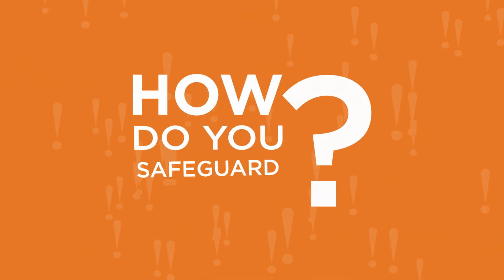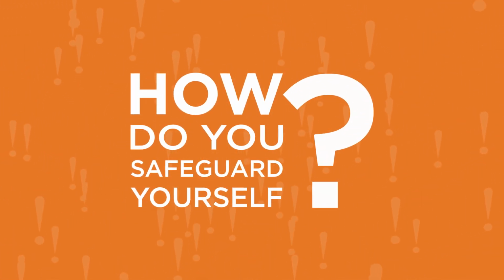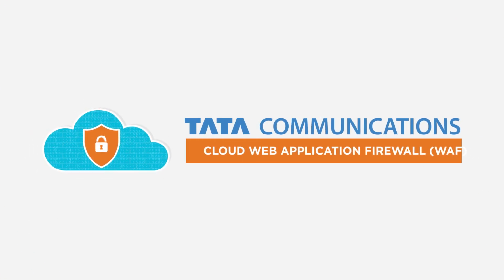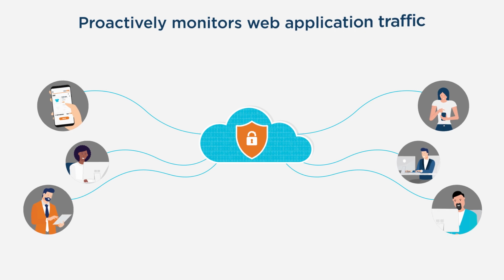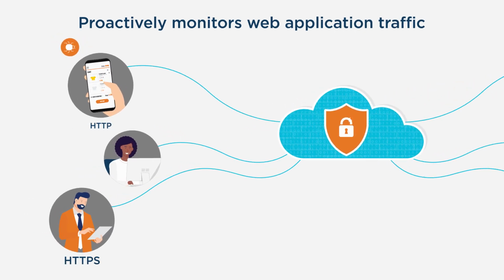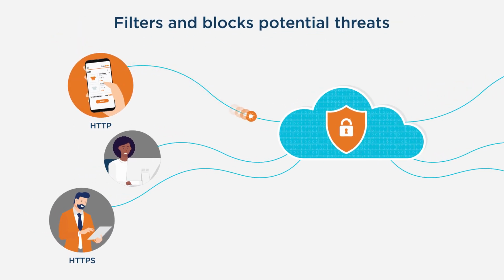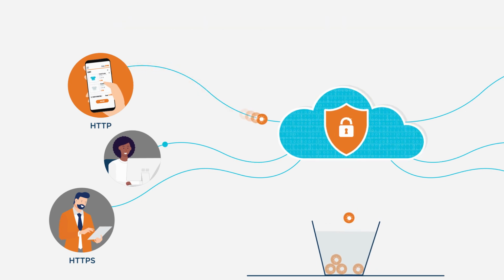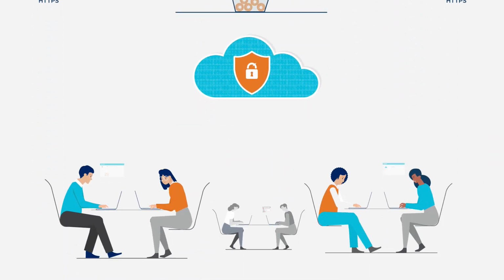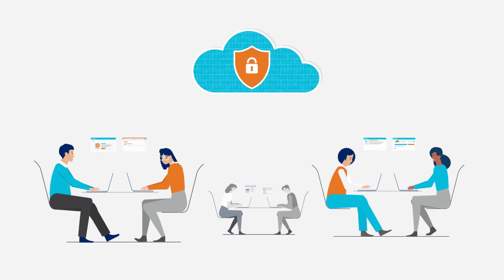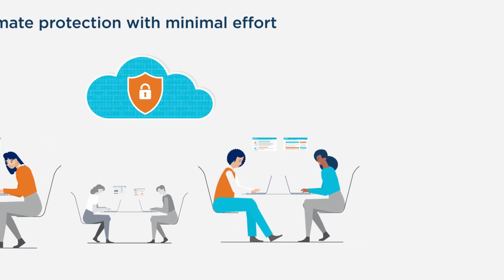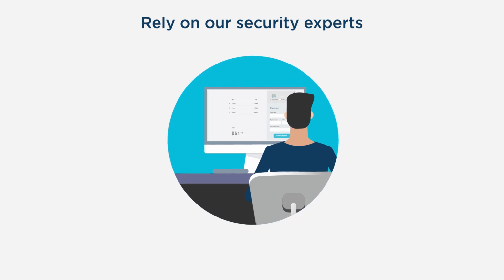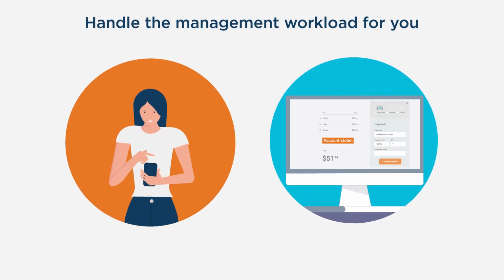How do you safeguard against these constant and growing threats? Tata Communications Cloud Web Application Firewall proactively monitors your company's web application, HTTP and HTTPS traffic, filtering and blocking any potential threats before any damage can be done. Thanks to Cloud WAF's ease of deployment, your company can enjoy the ultimate protection it provides with minimal effort, relying on our security experts to handle the management workload for you.